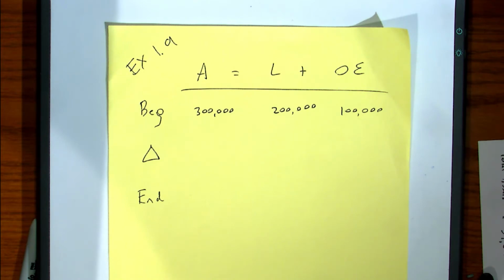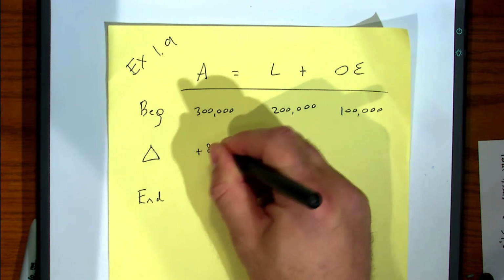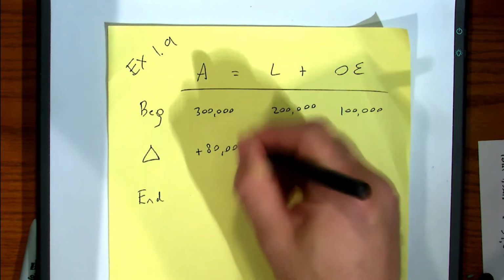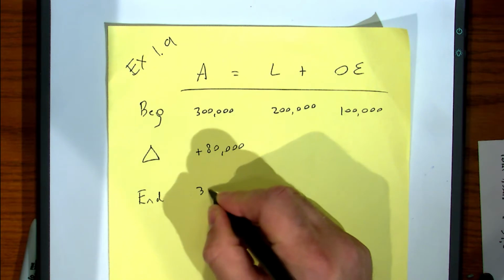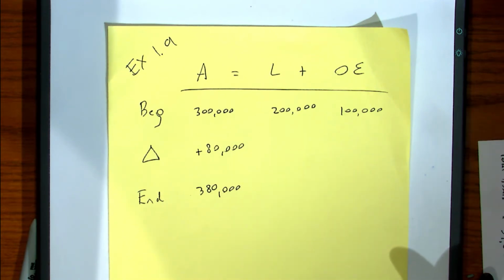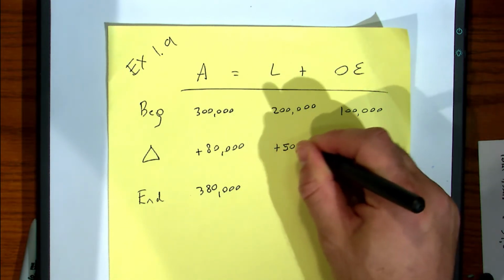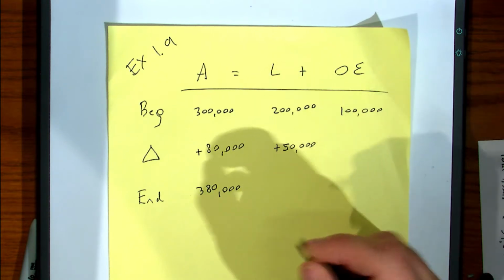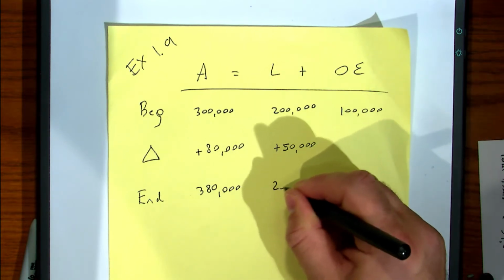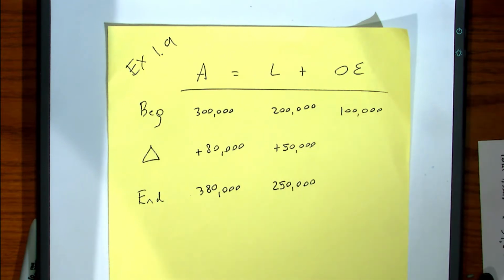During the year, assets increased by $80,000. So these went up by $80,000. So at the end of the period, they were $380,000, correct? And liabilities increased $50,000. So these went up by $50,000, correct? So 200 plus 50 is 250. You with me? Then what does it ask for?